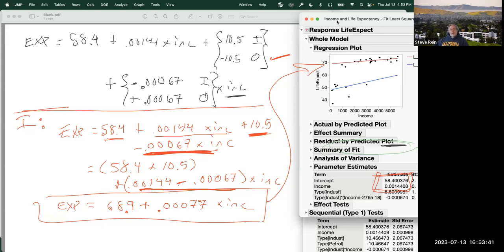If you were trying to predict the life expectancy of a country, and I didn't tell you whether it was OPEC or industrialized, and you thought OPEC and industrialized were equally likely, that average intercept and the average slope is what you'd want to work with. But because you know we're talking about an industrialized country, you have to work with the industrialized trend line. We got it. Okay.